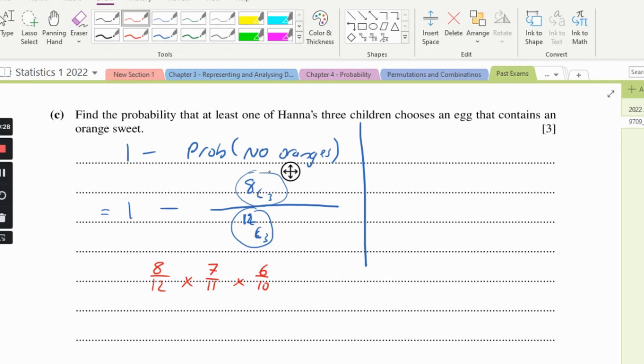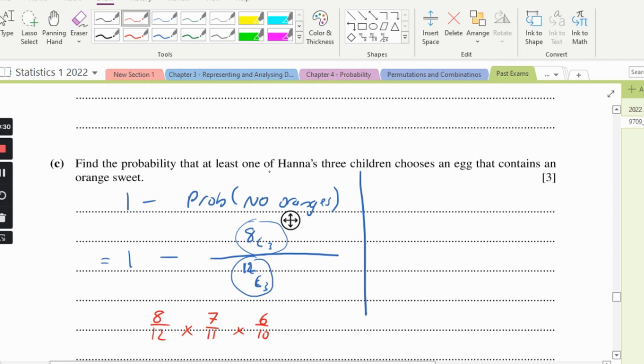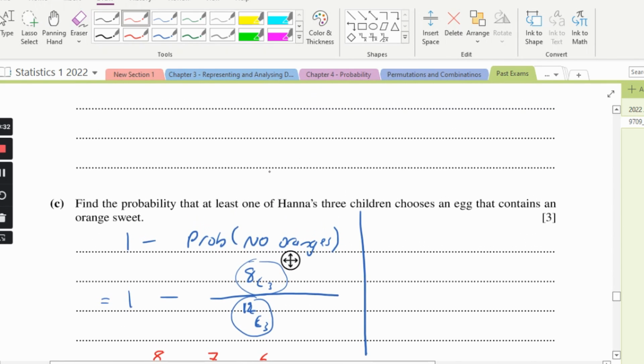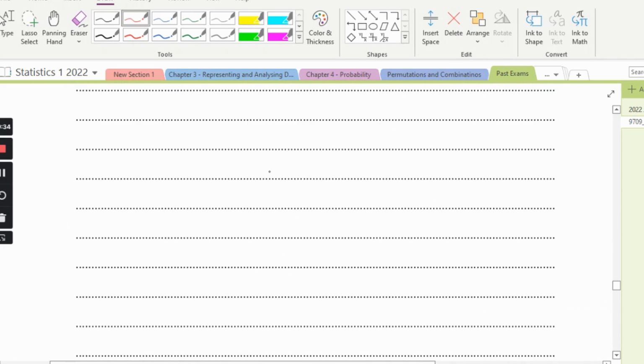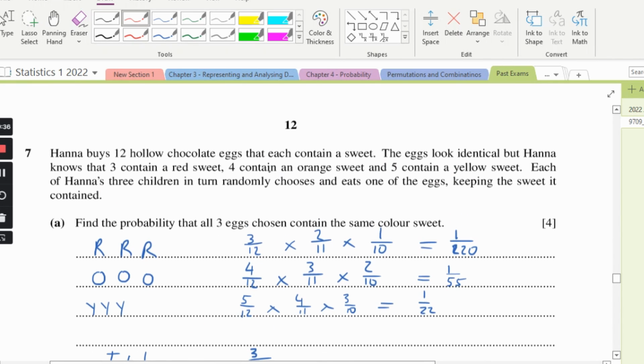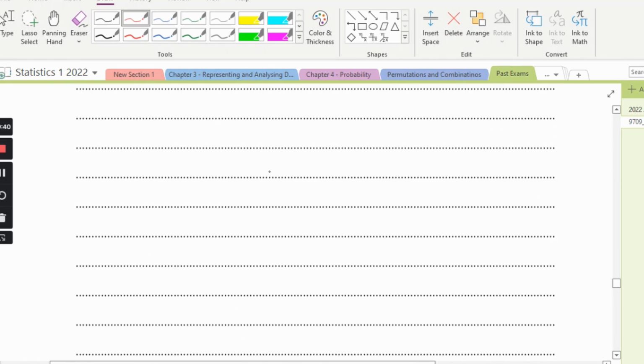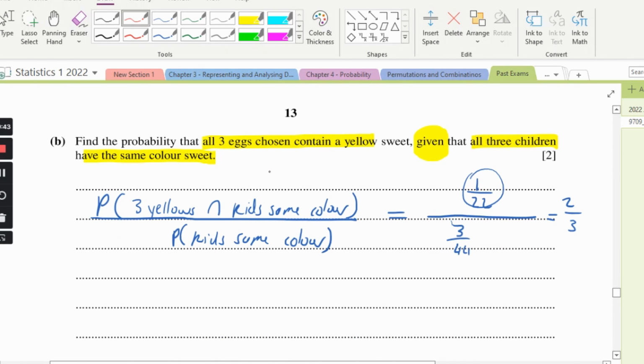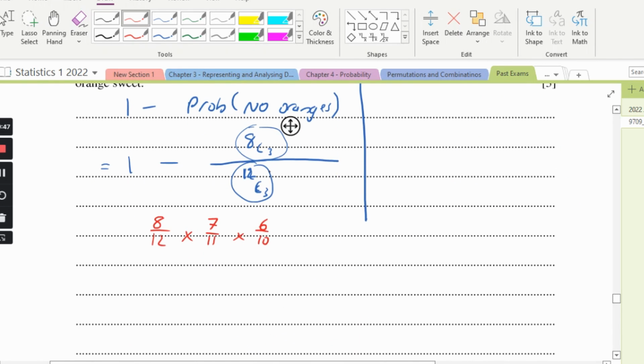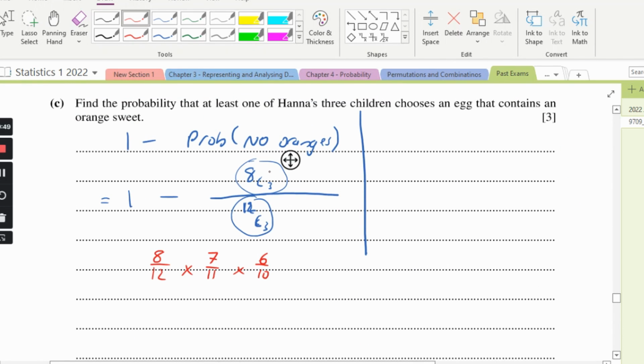Oh, are they only getting 1 sweet? Oh, I thought they were picking 3 sweets. Oh, well then I was overthinking this. What I've got is totally fine. I thought they had to pick 3 sweets, and now that's where we're running into trouble. Okay, fine, read the question.